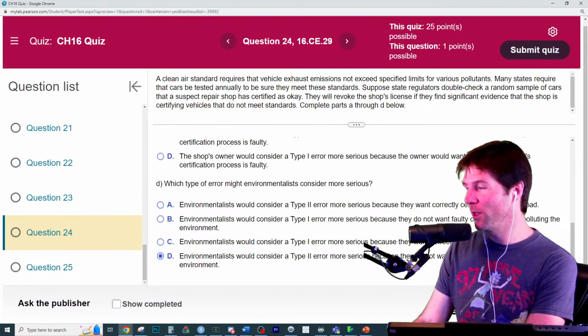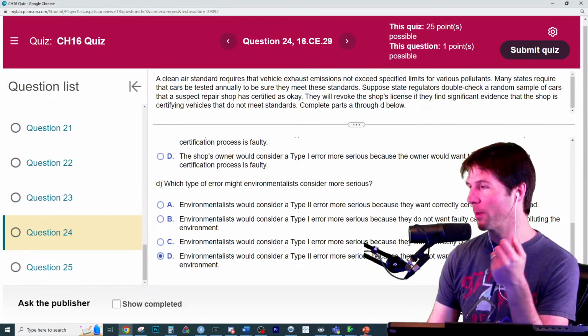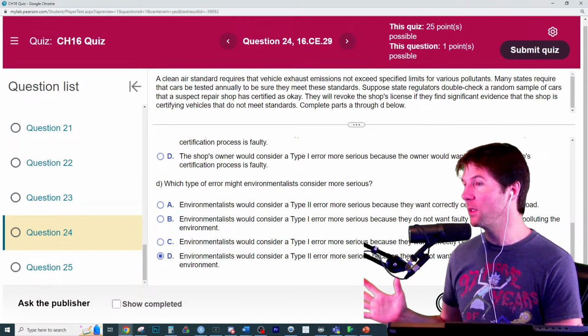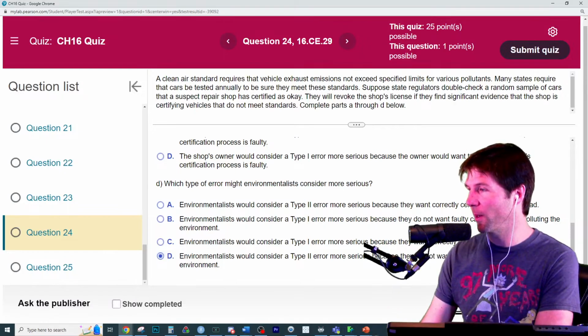So we usually, if we do this as written answers, which we used to do back in the day, we would take into account what people said. So it'd be like, which one of these errors do you think the shop owner would be most concerned about?